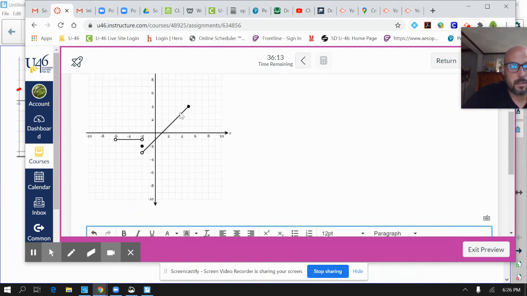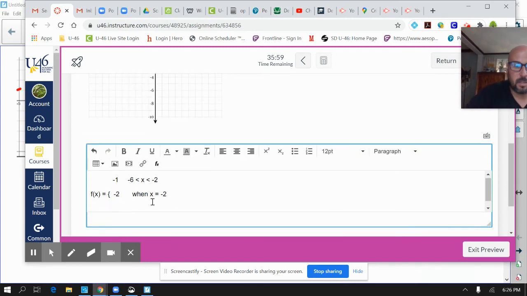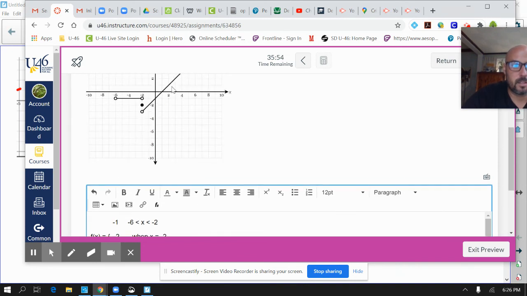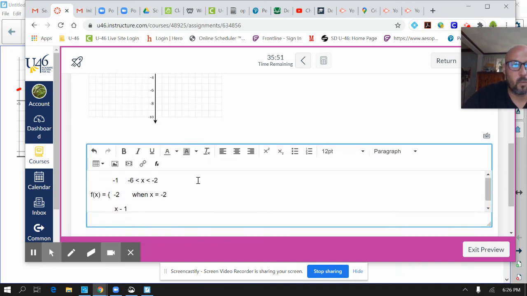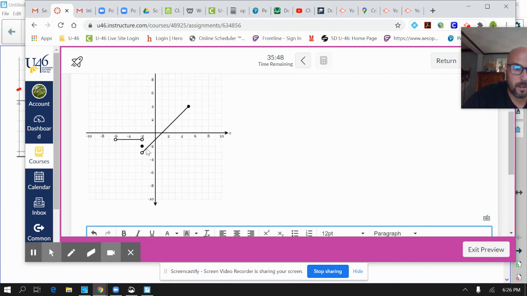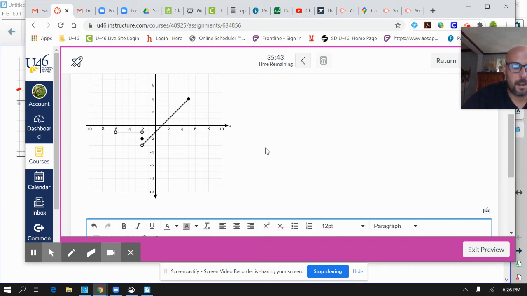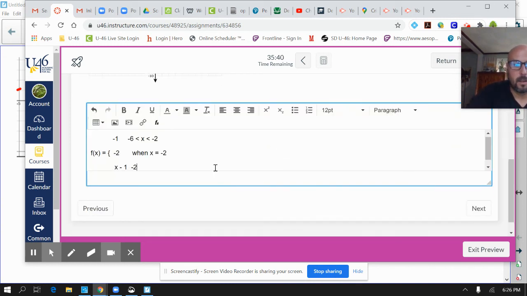The third piece, slanted line. And lucky for us, we could figure out the slope. It has a slope of 1, up 1 over 1, up 1 over 1, up 1 over 1. And it has a y-intercept of -1. So mx plus b, this is 1x minus 1. That's the equation of this line. And this line only exists when x is greater than -2, but at the same time less than or equal to 5.